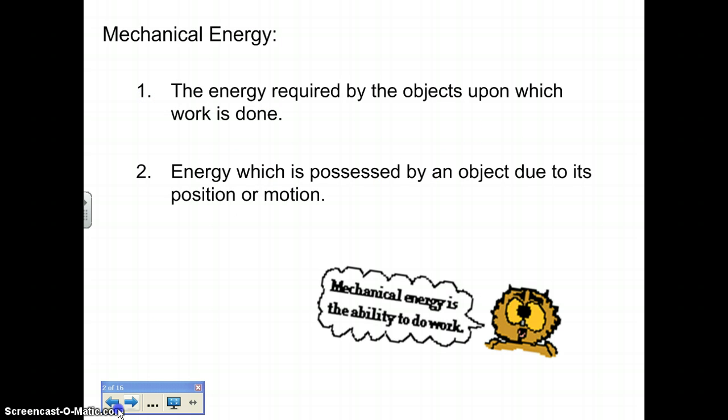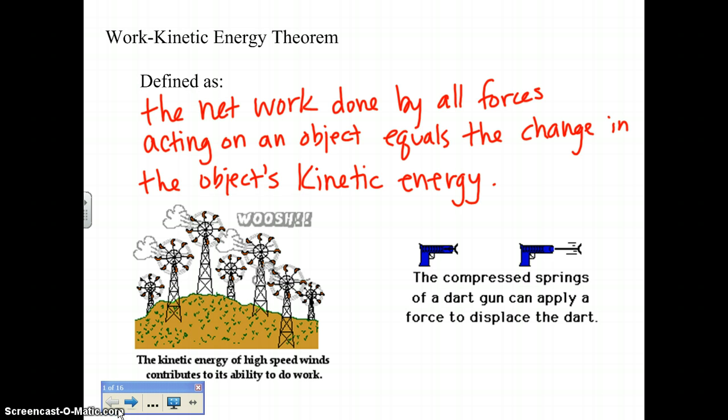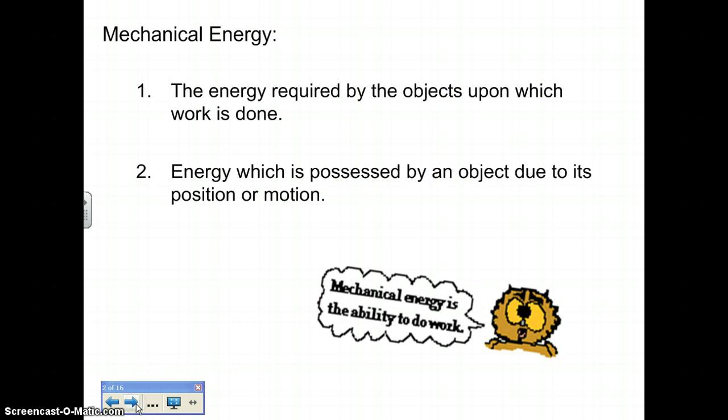So continuing with that, one more time just to recap, the net work done by all forces acting on an object equals the change in the object's kinetic energy. With that in mind, we have mechanical energy that we need to discuss first. This is the energy required by the objects upon which work is done. So work is going to come from mechanical energy. Kind of think about that.